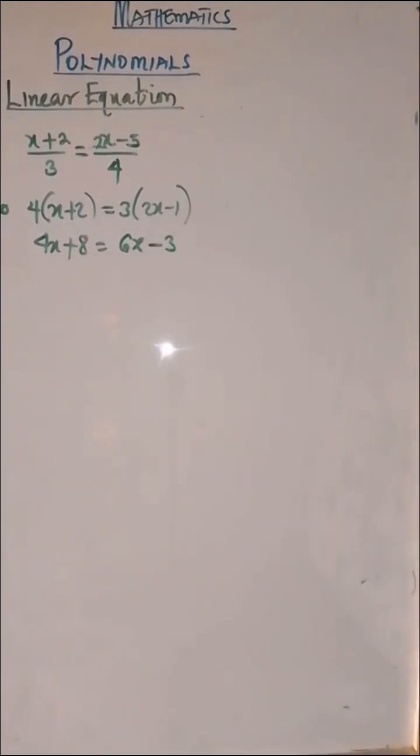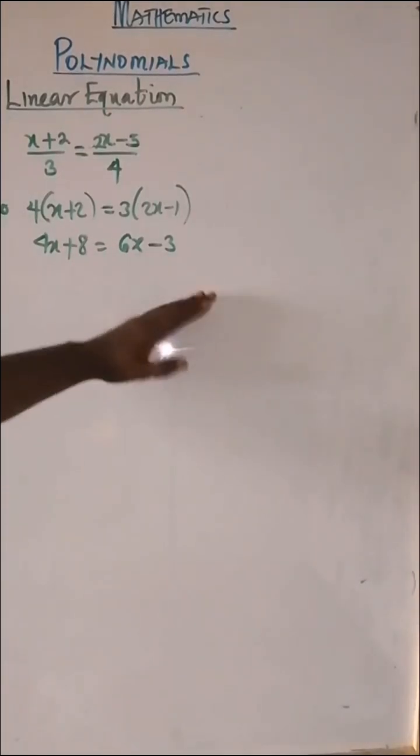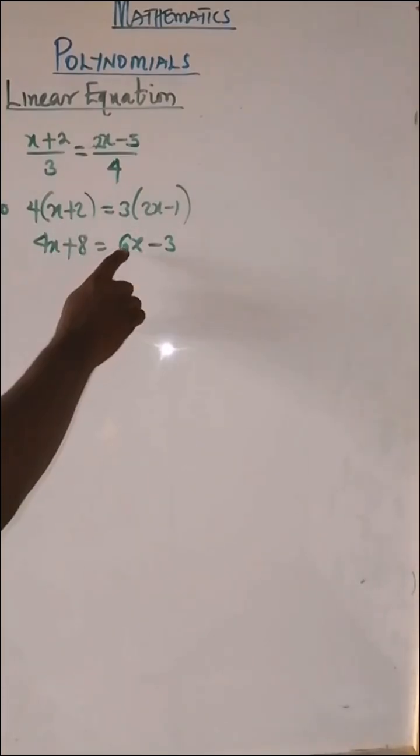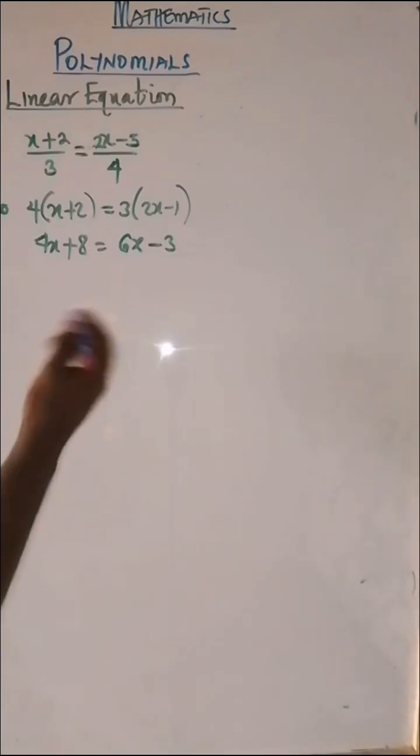Then we can collect like terms. But it's not a must you always bring x here and number here. Sometimes you can decide to bring the x here and number here. This time around, I would like to bring the x here. Why? Because this 6x is greater than 4x. If I bring it here, I'll be getting my x to be positive. So that I will avoid net minus.